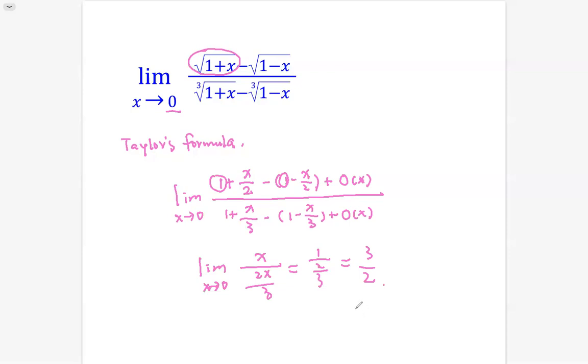So the fantastic Taylor's formula can be used in many places. This is one way we can use it.